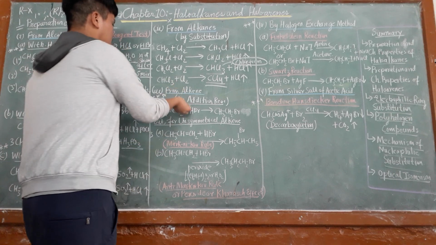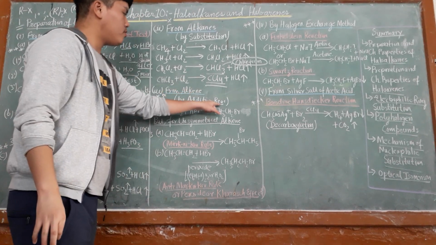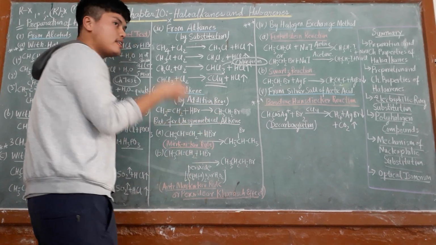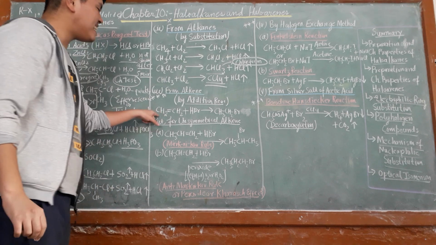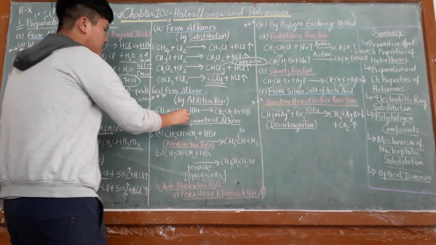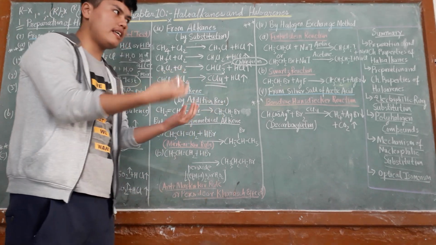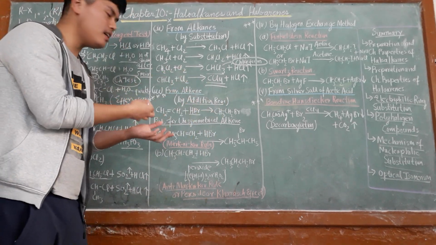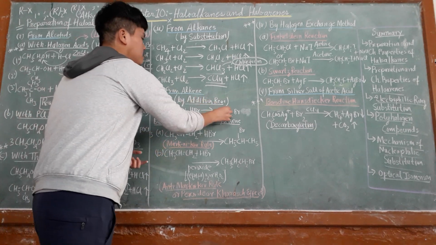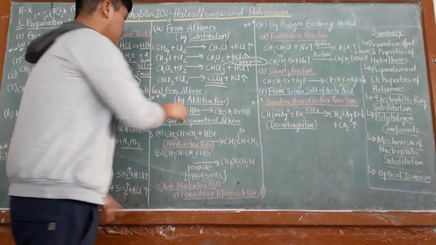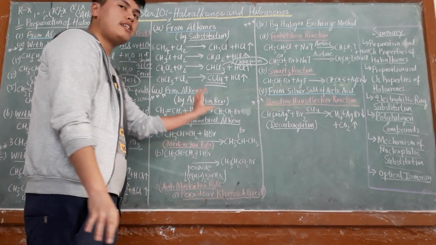Then alkyl halide from alkene by addition reaction. Now alkene means what? Double bonded hydrocarbons. For example, ethene. If I react it with HBr or HCl, what are you getting? CH3CH2Br. Very easy. Hydrogen will be added, Br will also be added. That's why it's called addition.